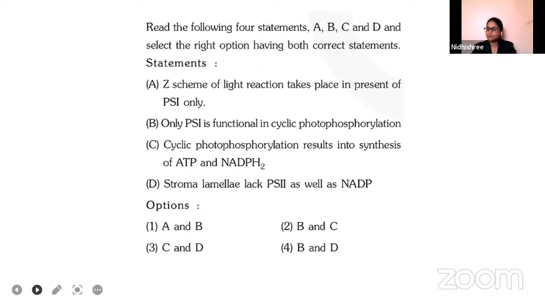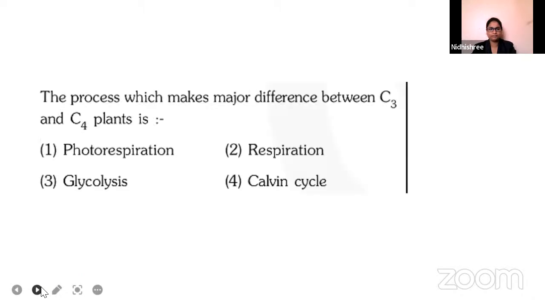Okay. Now let us proceed to the next question. The process which makes major difference between C3 and C4 plant. ಯಾವ process major difference ಅನ್ನ ತರುತ್ತೆ? Photorespiration, glycolysis, Kelvin cycle. Yes.